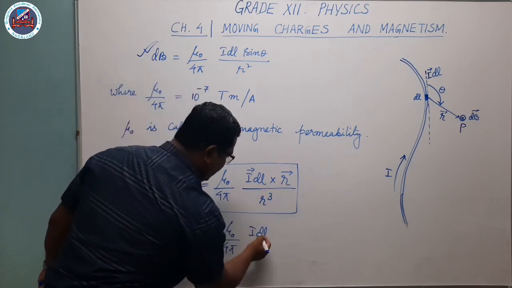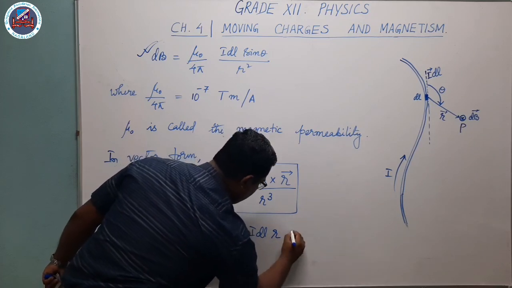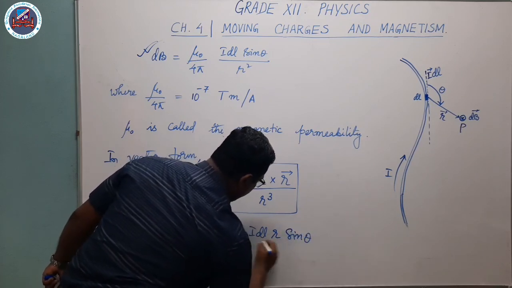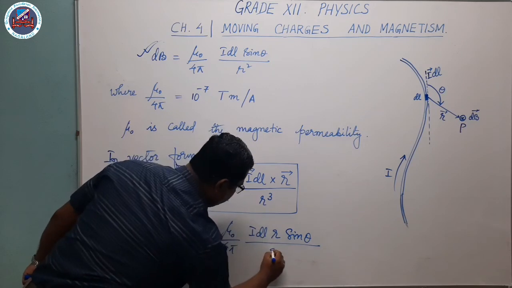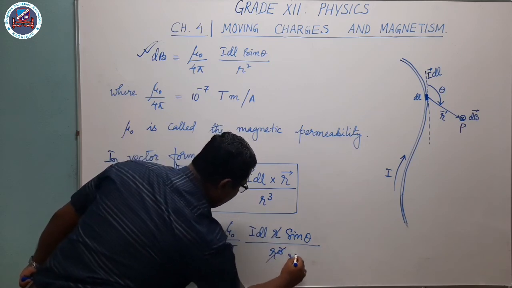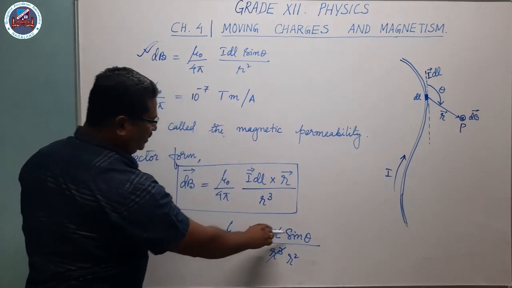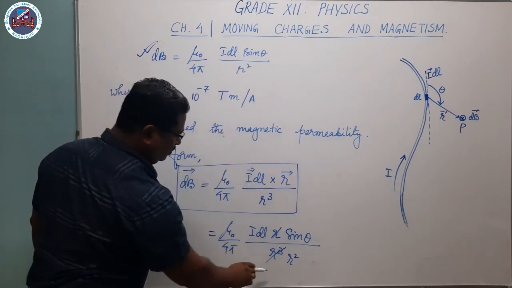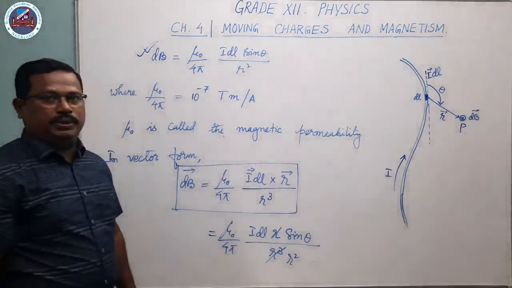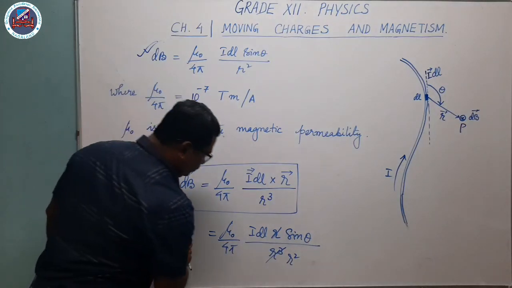A cross B is A B sin theta, divided by R cube. If you cancel one R, you get R square here, and it will remain the same. Mu naught by 4 pi, I dL sin theta divided by R square. So this is the way to represent it in vector form.